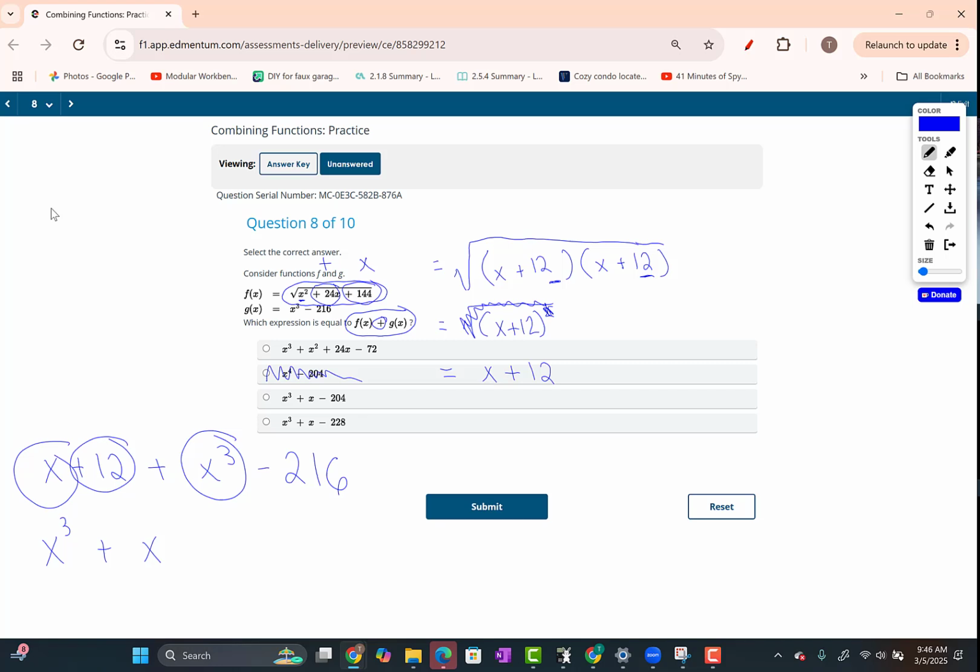And then finally, we do have like terms here. 12 and negative 216. Positive 12 minus 216 is negative 204. That answer choice does show up.